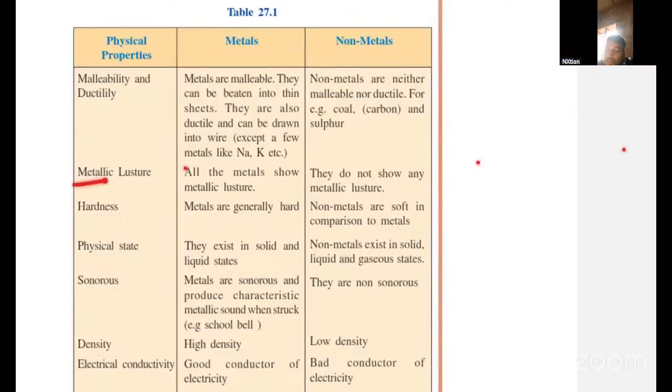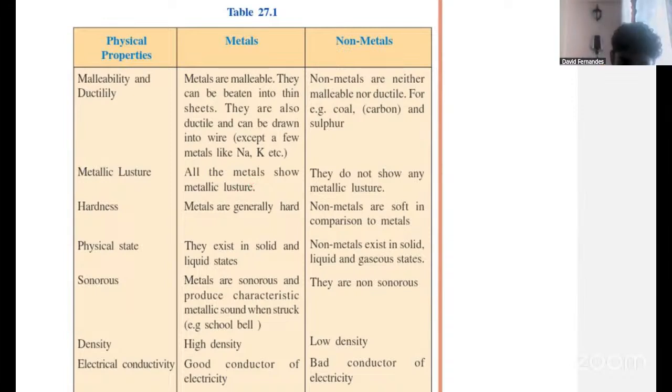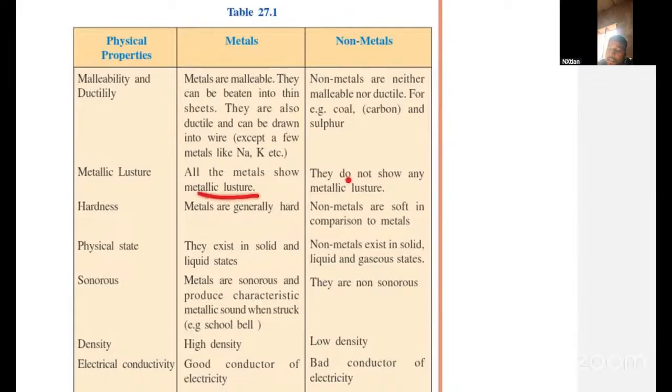Now, metal lustrous. All metals have lustre. What do we say lustrous means? Shine. Very good. So lustrous is basically the shine. All metals are shiny, but non-metals are not shiny. Did you understand, guys?